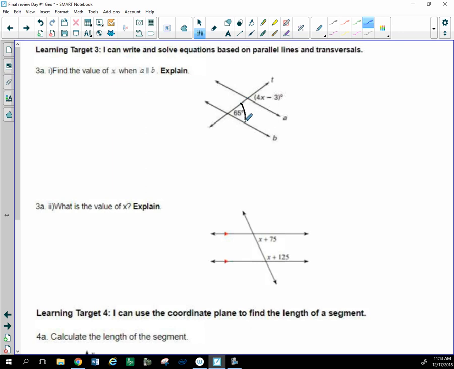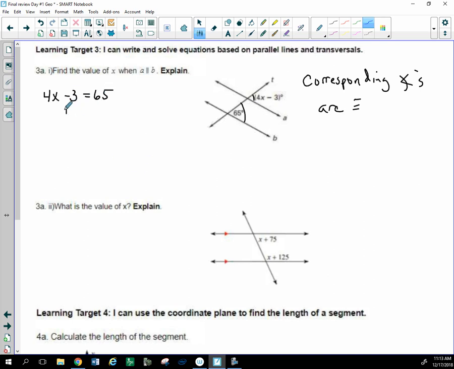I noticed that the 65 and the 4x minus 3 are in the same relative position. So these are corresponding angles. And therefore, corresponding angles are congruent, which would be part of my explanation. Now if I'm going to solve this, since they are congruent, 4x minus 3 needs to equal 65.